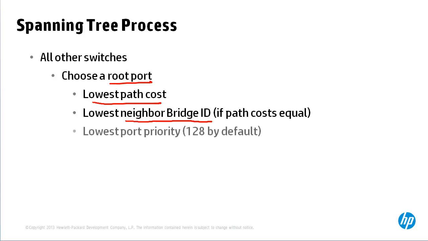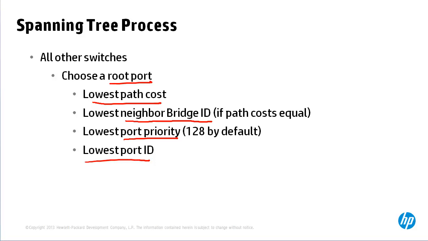If that can't be used, then a port with the lowest priority is chosen. The default priority is 128, and if that can't be used to determine a root port, then the port with the lowest port ID will become the root port. In other words, port 1 is chosen in favor of port 2. Port 2 would be chosen in favor of port 3, and so forth and so on. So port 1 would be chosen if no other criteria can be used to determine the root port.